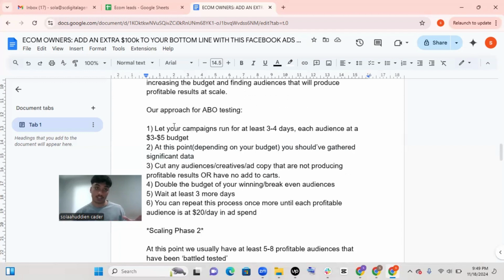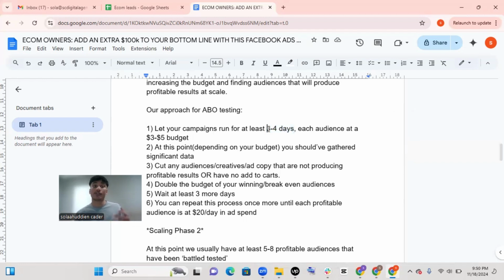So touching on the strategy, initially you want to let your campaigns run for at least 3 to 4 days, right? I mentioned here that each audience should be at a $3 to $5 per day budget. Of course, this will depend on your cost per acquisition and the price point of your product, right?